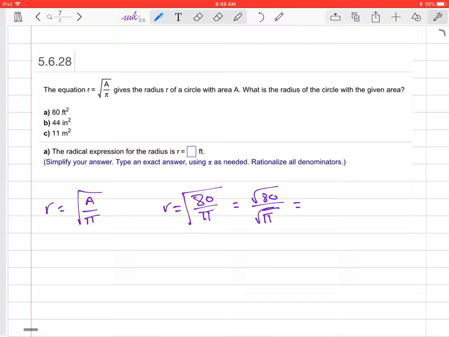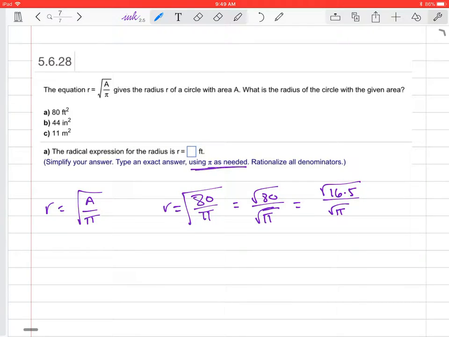So we need to simplify, and let's see what perfect square factors are divisible into 80. I know 4 will go into 80, but there's a higher one because 20 will go, that will give me 4 and 20, and 4 will go into 20. So let's try 80 divided by 16. Yes. So I can say the square root of 16 times 5 over the square root of pi. Okay.